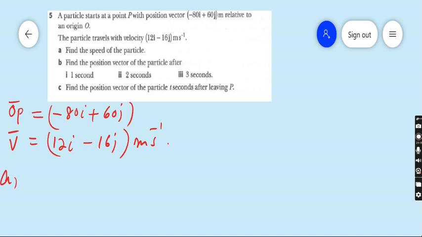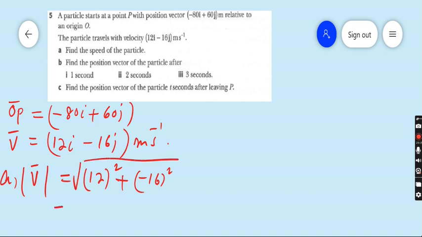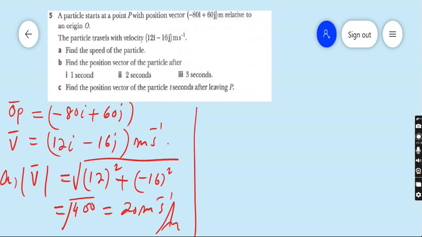Part A. Find the speed of the particle. Speed means the magnitude of velocity. How to find the magnitude? Square of the coefficient of i plus square of the coefficient of j, then the square root. So it is 400. You can use the calculator. So 20 meters per second is the answer of speed. So this is very easy.